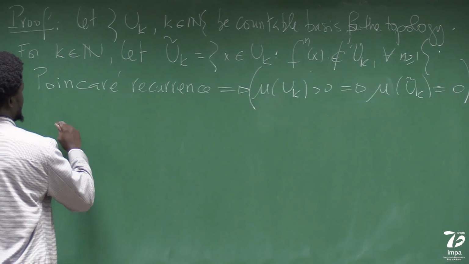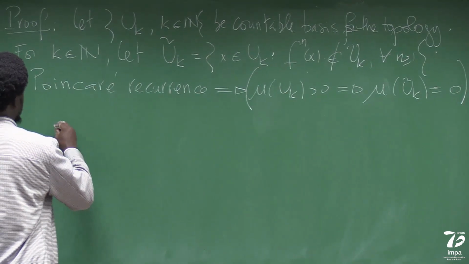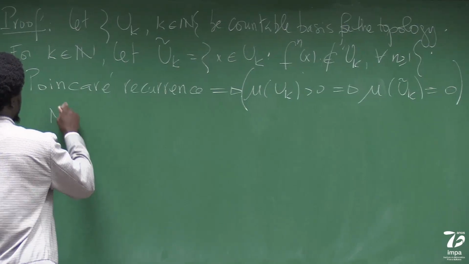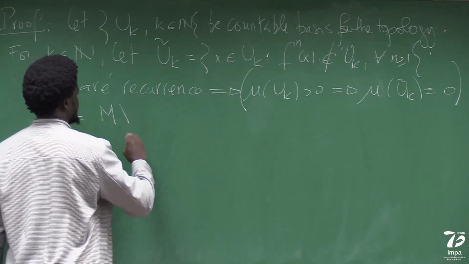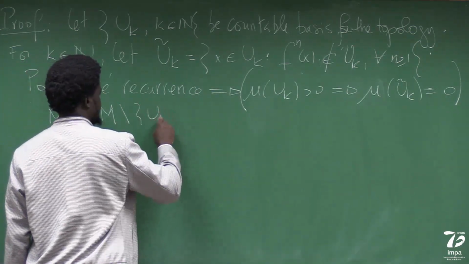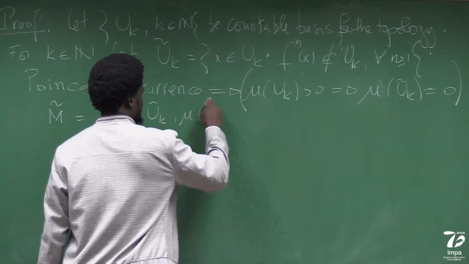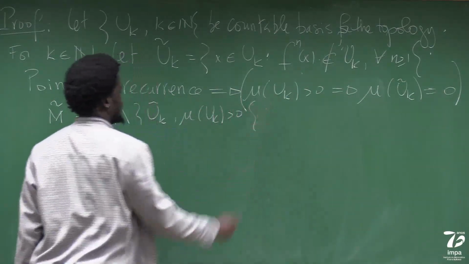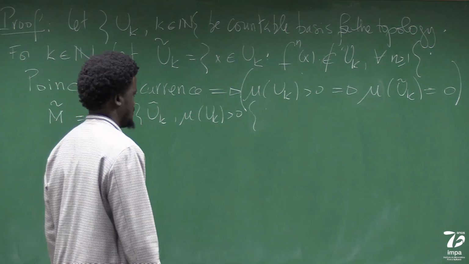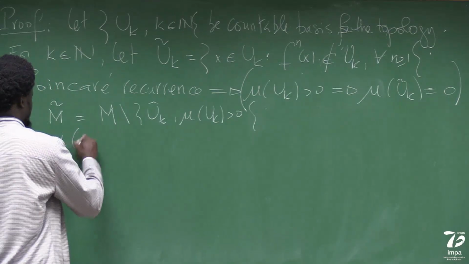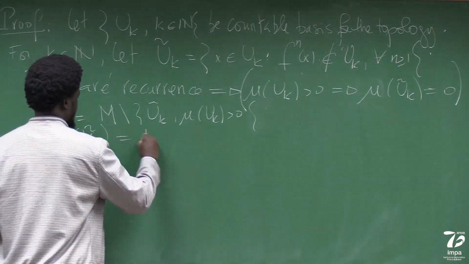So you can now define this set M tilde to be M minus the set of U_k tilde where mu of U_k is positive. This set has full measure. Mu of M tilde is 1.